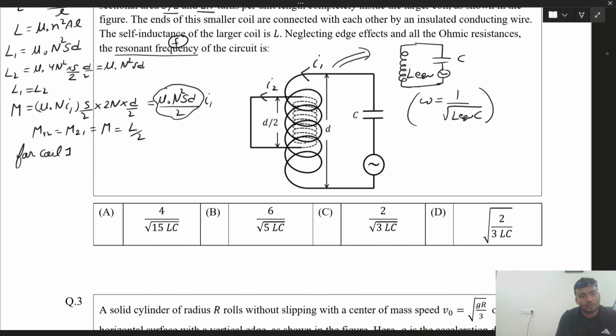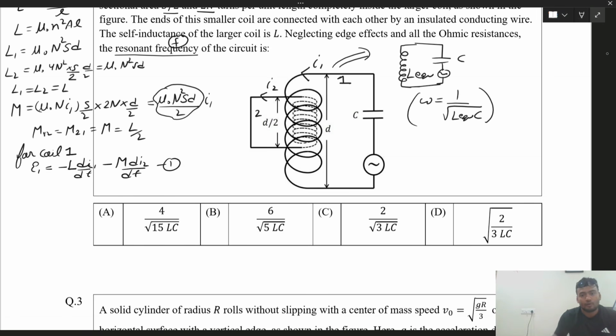For coil 1, the outer coil, and this is coil number 2. So how to find the EMF in coil number 1? It is minus L1, let's say L, so it is minus L dI1 by dt, that is because of self inductance, and then mutual inductance also. So it is minus M dI2 by dt because mutual inductance is coming from the second one, right? Okay, let's say this is equation number 1.